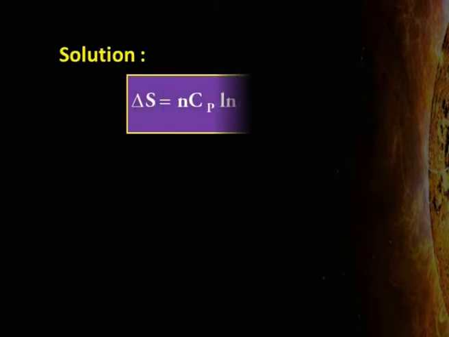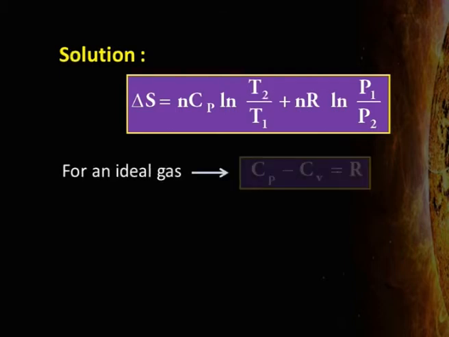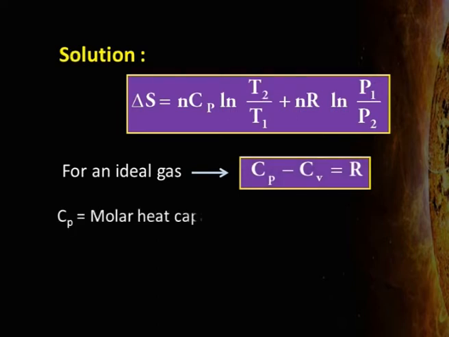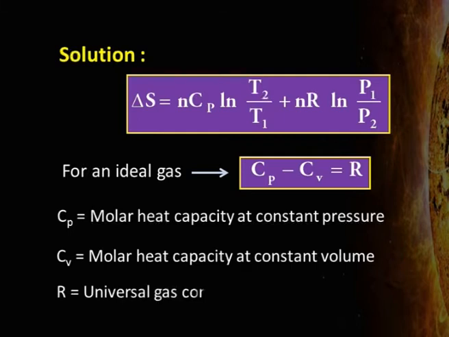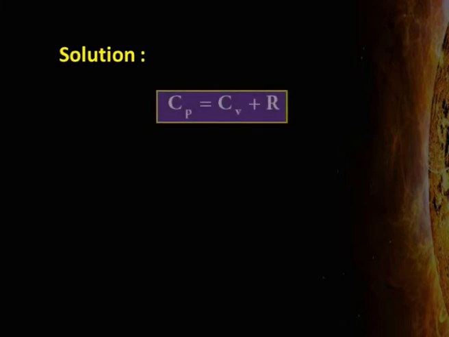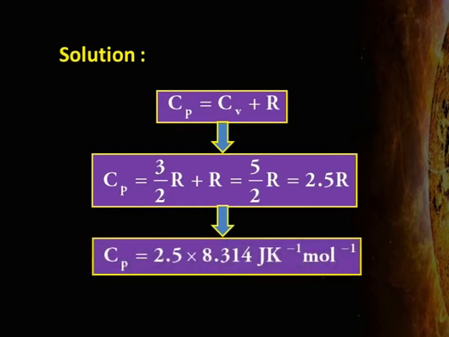You know that delta S is equal to n Cp ln T2 divided by T1 plus nR ln P1 divided by P2. For an ideal gas, Cp minus Cv is equal to R, where Cp is the molar heat capacity at constant pressure, Cv is molar heat capacity at constant volume, and R is universal gas constant. Therefore, we will have Cp equal to Cv plus R. The value of Cv is given in the problem, which is equal to 3/2 R. Therefore, Cp will be equal to 3/2 R plus R, which is equal to 5/2 R or 2.5 R. Putting the value of R, we will get Cp equal to 2.5 multiplied by 8.314 joule per Kelvin per mole.